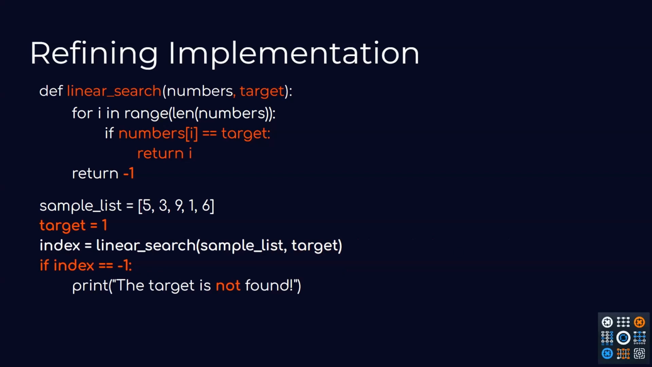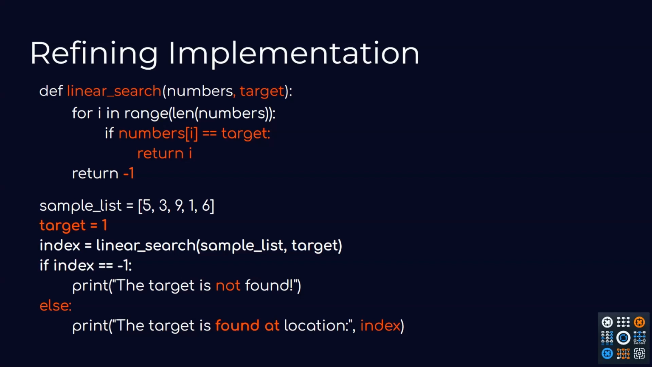If index equals -1, it means the target wasn't found in the list, so we print a message saying the target is not found. This makes it clear to the user that the search was unsuccessful. On the other hand, if index is not -1, it means the target was found and we can print a message specifying the exact location like this. The target is found at location specified by the index.